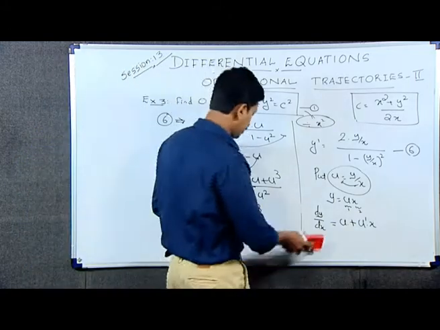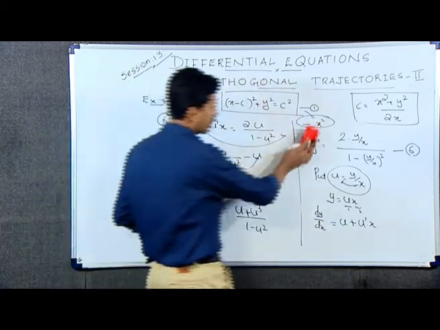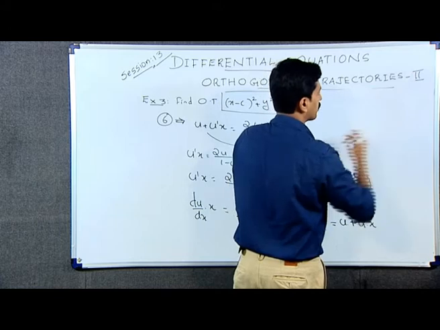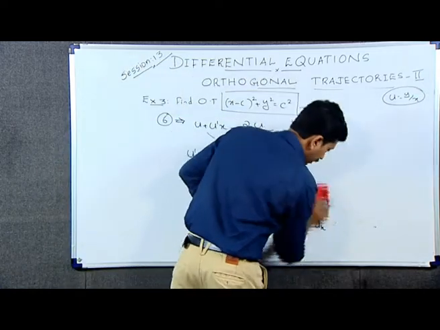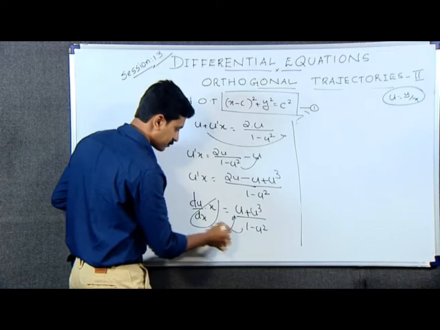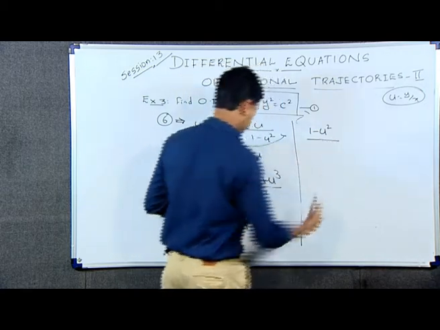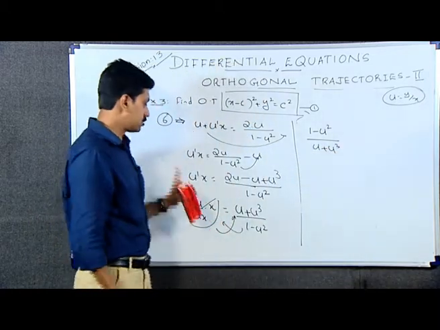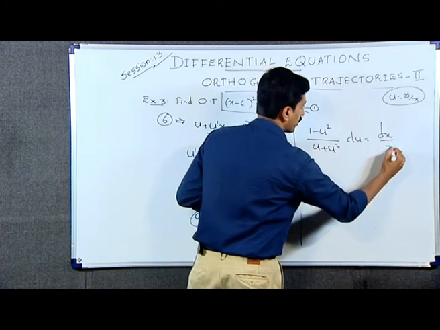Now, we are happy we are able to separate this as parts of u as well as parts of x. So, we can replace u is equal to y by x; I am keeping it for further use, that we have to replace later. So, this we can rewrite, taking dx by x to the right side and this part to the left side: 1 minus u square divided by u plus u cube, du, is equal to dx divided by x.